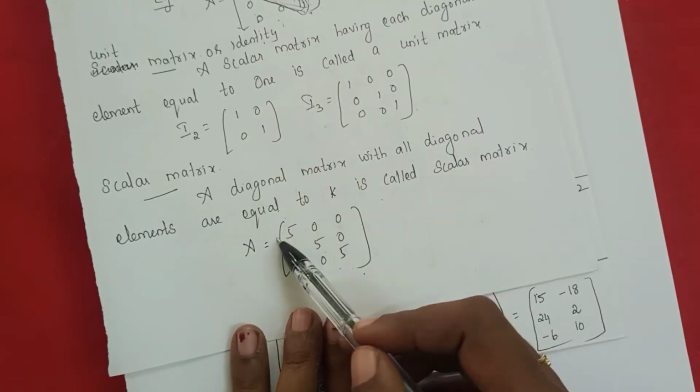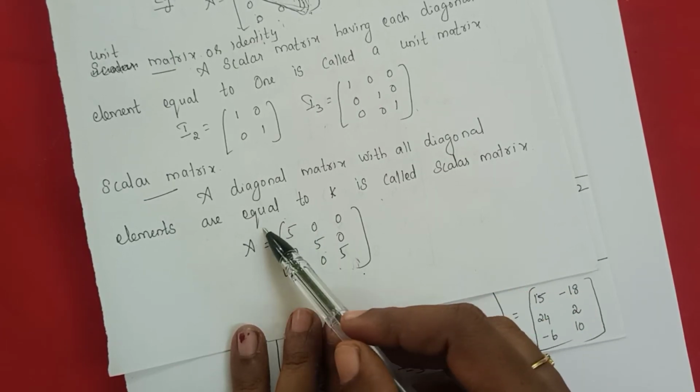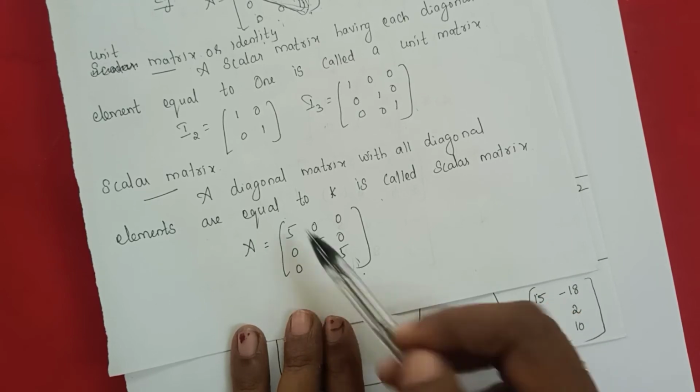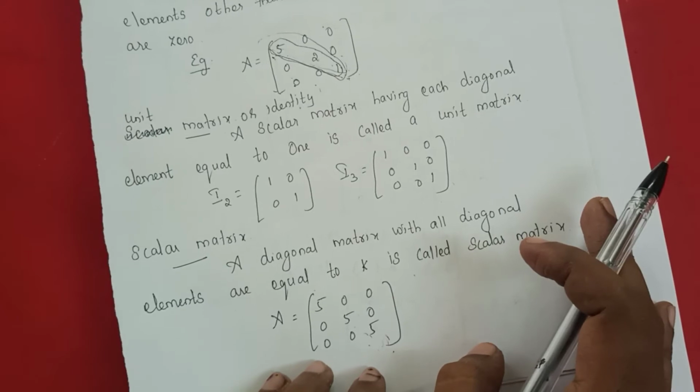So scalar matrix means all the diagonal elements are equal to a constant. It may be 5, 6 or 7 or anything. All the diagonal elements must be the same. Understand? You got some idea, I think so.